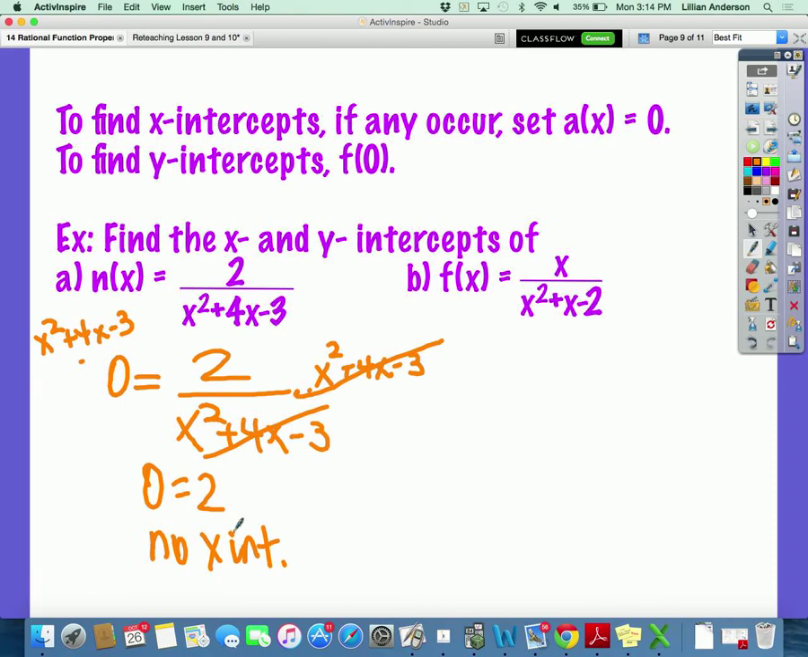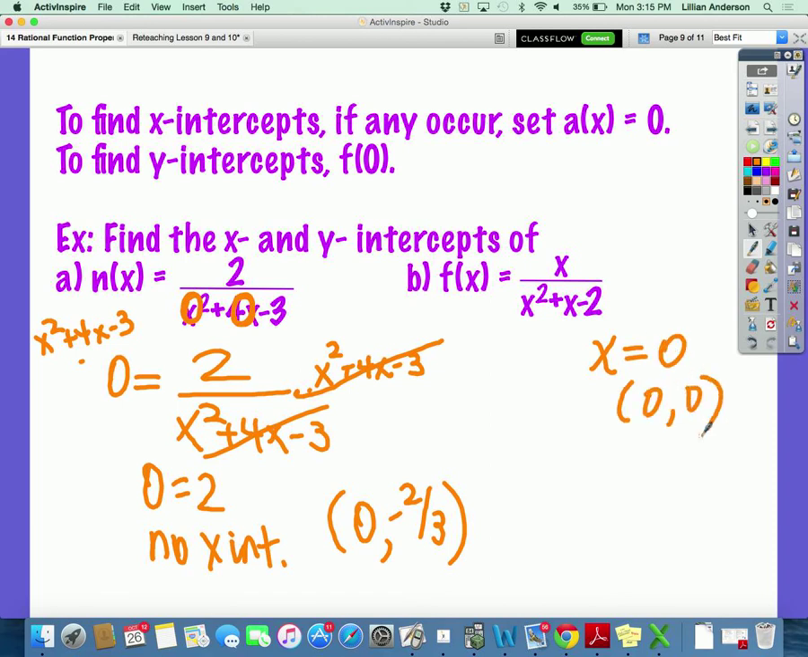How would I find my y-intercept? This becomes a 0. This is a 0. And so my y-intercept is over here. To find my x-intercept, I just have to set the numerator equal to 0. There is your x-intercept. And you guys can find the y's just fine.